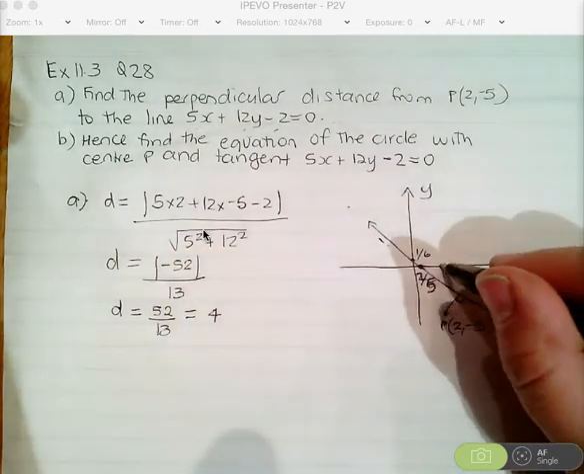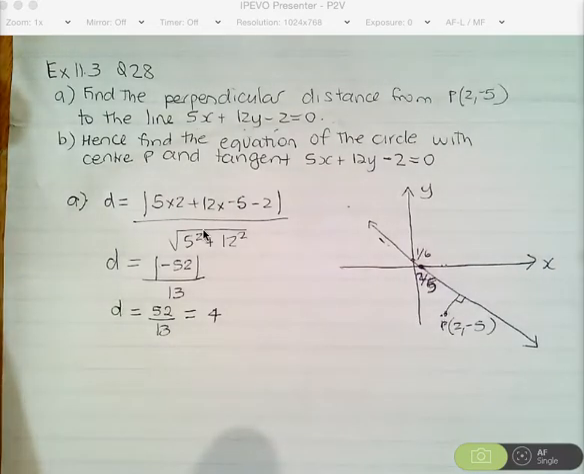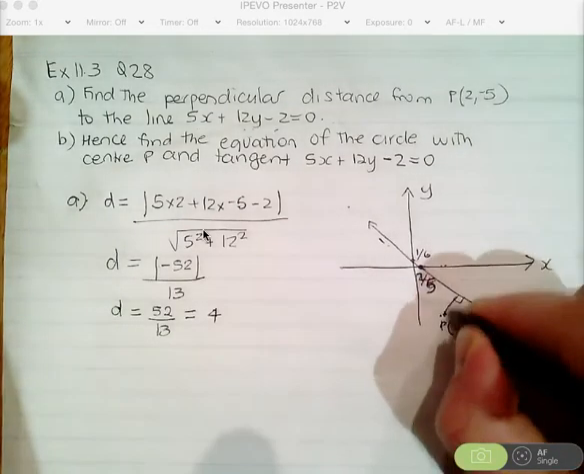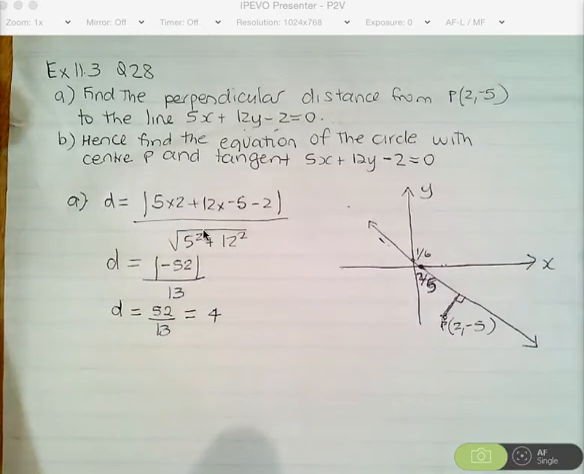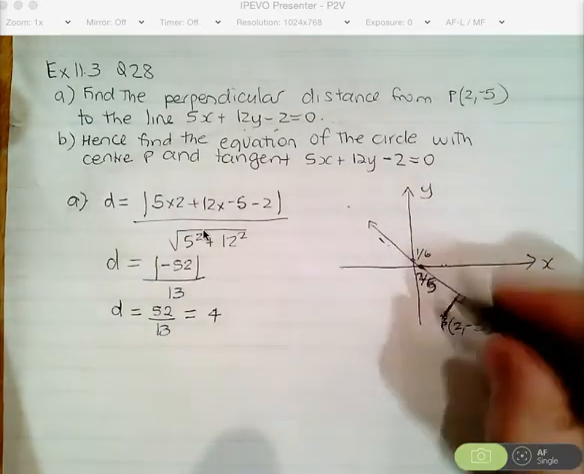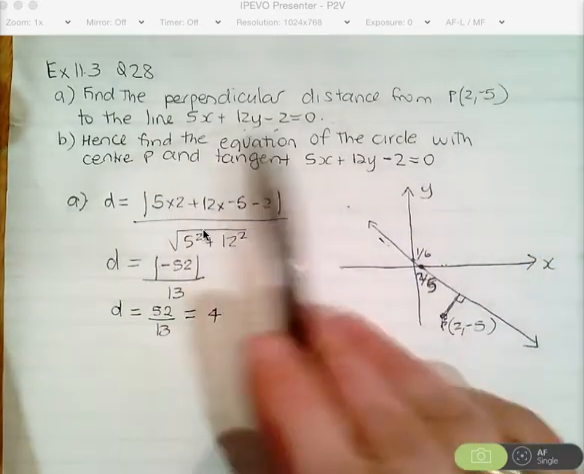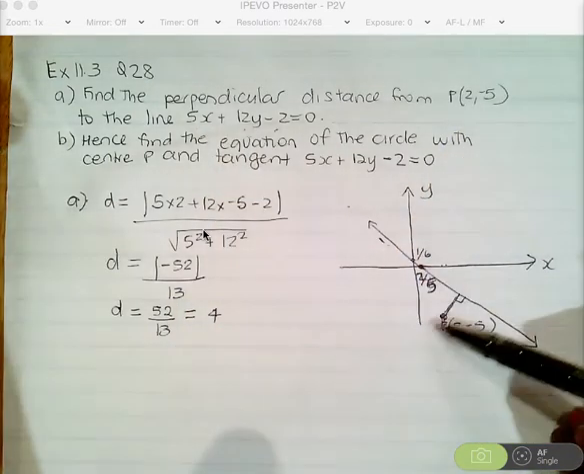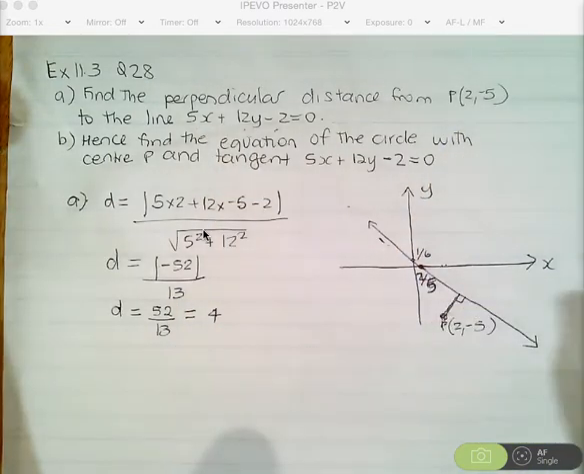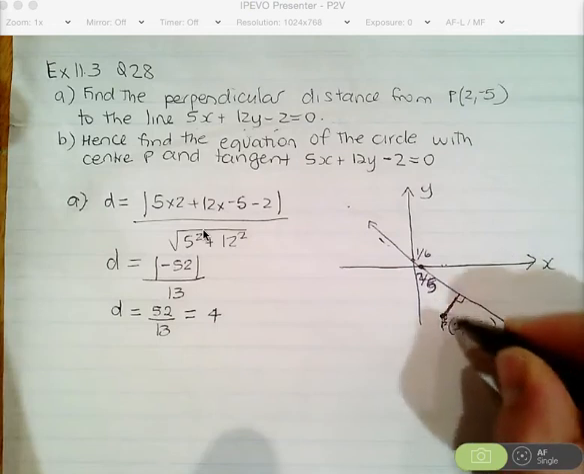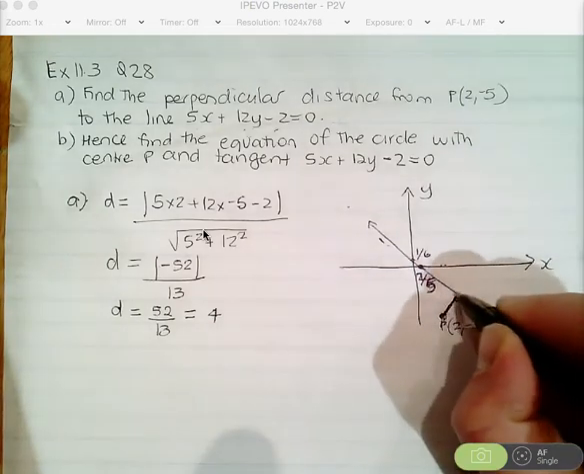Now, obviously, this is not drawn to scale very well. So that's 4 units from there to there. It doesn't really look like it, but then this diagram's not drawn very well. So that's the perpendicular distance from this point 2, -5 to the line. Hence, find the equation of the circle with center P and tangent to that.